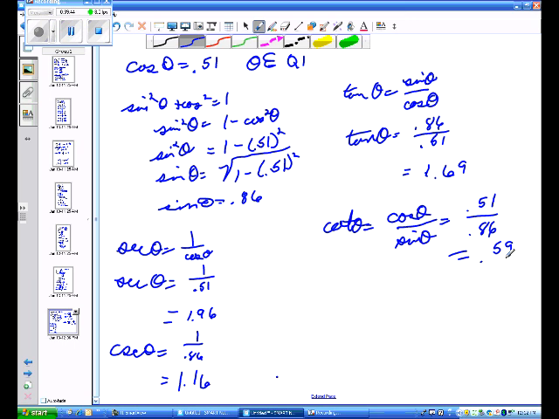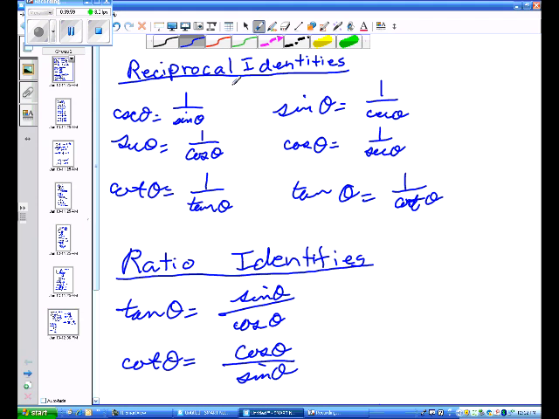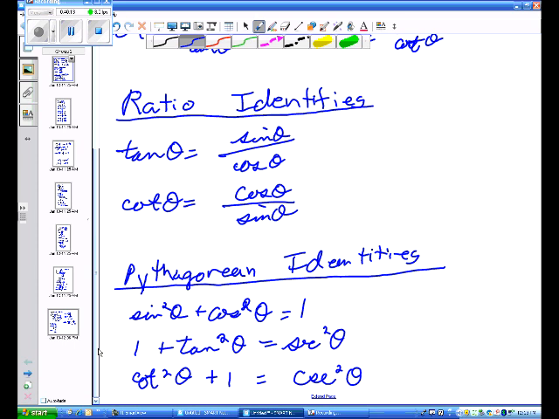Now, as I said, there are some other ways that we will do this that are a little bit more direct and possibly easier, but mainly what you need to do here is become familiar with your basic identities. These you need to know by memory. Your reciprocal identities: cosecant of theta equals 1 over sine, secant equals 1 over cosine, cotangent equals 1 over tangent. Your ratio identities: the tangent is equal to sine over cosine, cotangent is equal to cosine over sine.